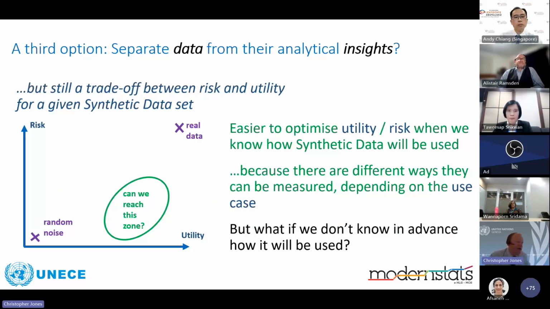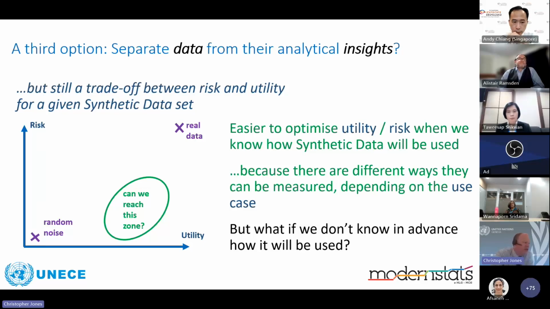But there's always going to be a trade-off between risk and utility. So in the diagram, I've plotted on axes notions of risk and utility, where there's a purple X for the real microdata here, and then the other purple X is just random noise. You can see that real data has very high utility, optimal utility, but it also has maximum risk, whereas random noise would have low utility and low risk, obviously. Maybe tabular data might be somewhere in between the two.